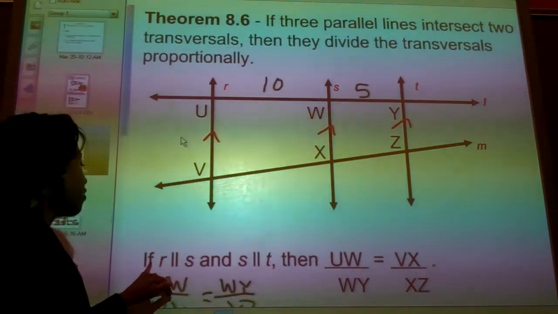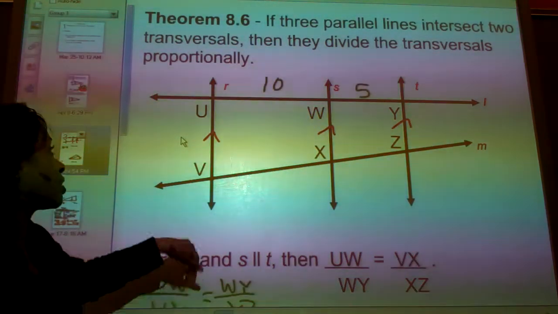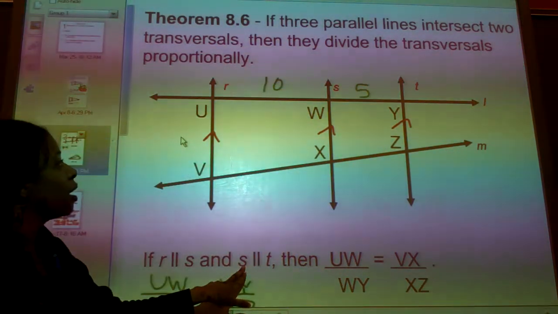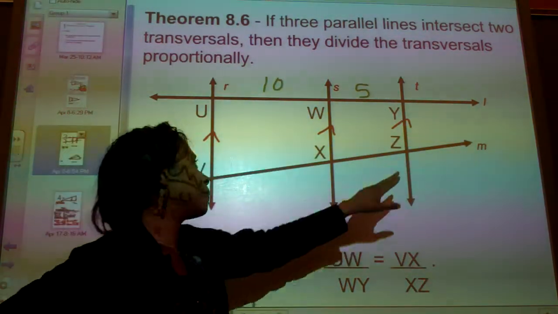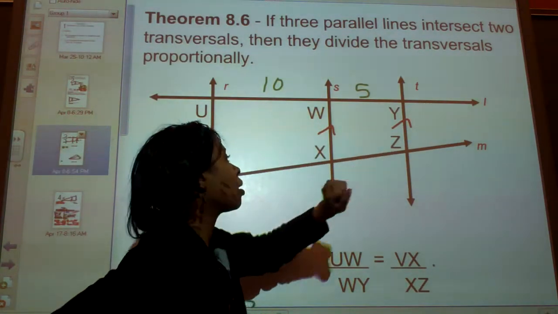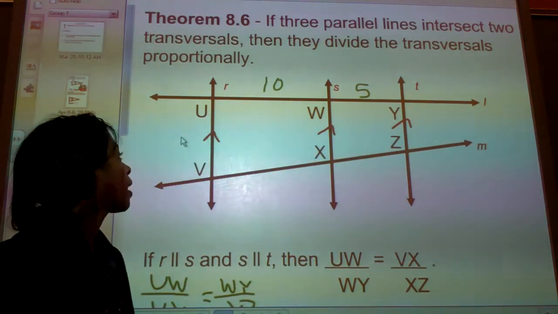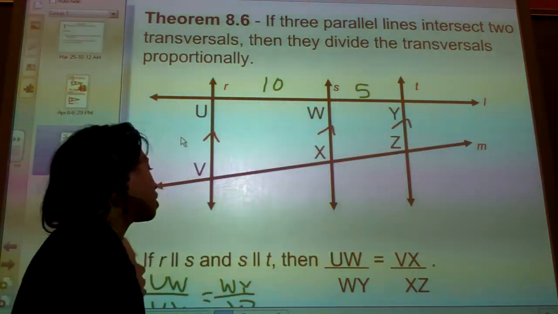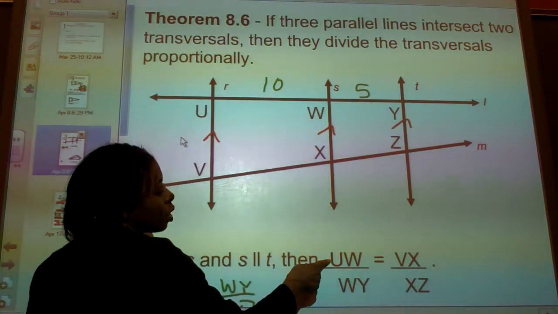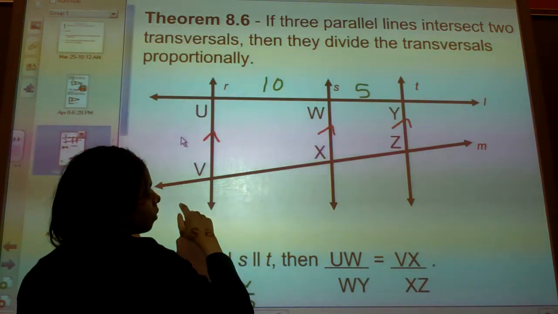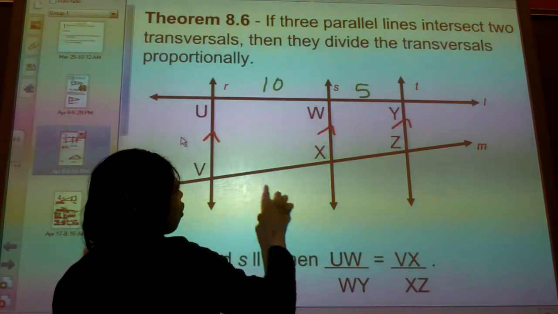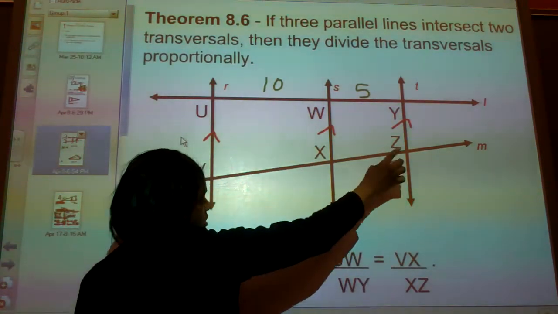So that means that if I know that line R is parallel to S, and S is parallel to T, and you should know from the transitive property that means if R is parallel to S and S is parallel to T, that automatically means that T is parallel to R. Okay? So if I know all three lines are parallel, then that automatically means that UW is going to be proportional to WY. And then also VX will be proportional to XZ.